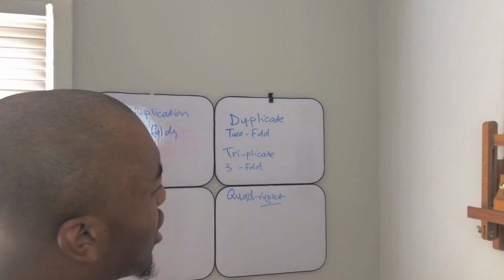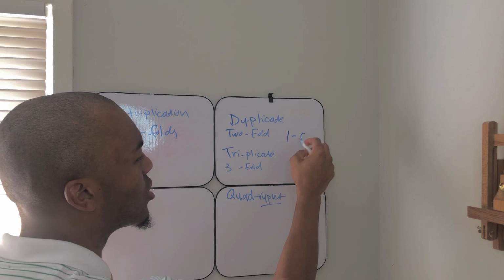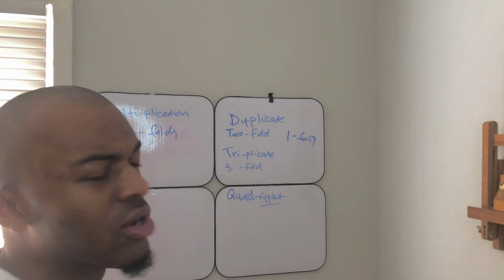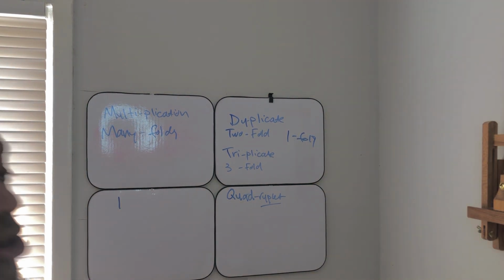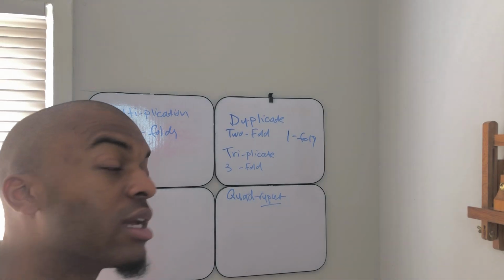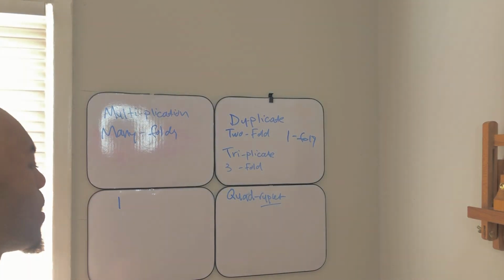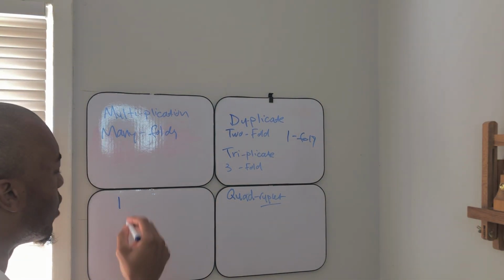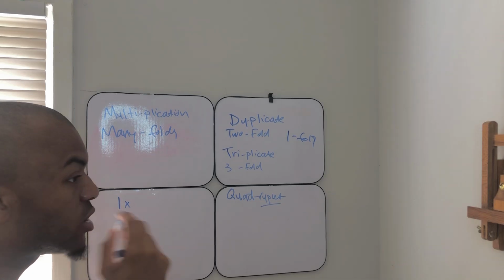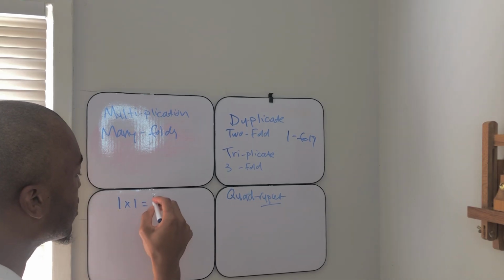And also, speaking of which, I didn't see a 1 fold. So if y'all know about that, let me know in the comments or something like that. I ain't seen nothing about no 1 fold, but that would help in this understanding. But so let's say we got the number 1. If we multiply 1 by 1, that's going to equal 1.